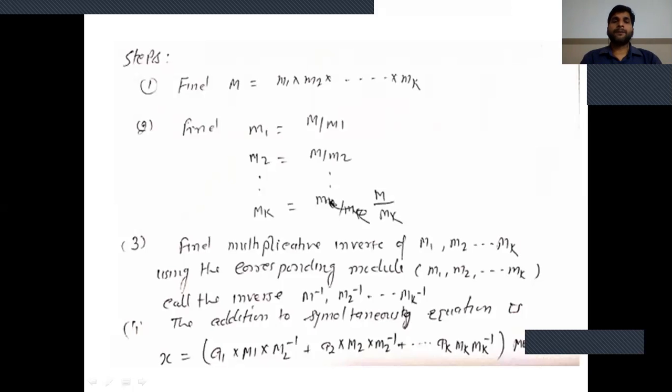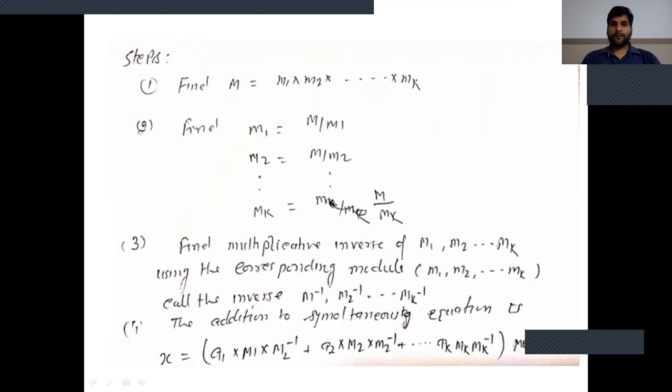So for solving with the help of the Chinese remainder theorem, we use these steps. First, we find the value of capital M by the multiplication of m1 into m2 and so on up to mk. In the second step, we find the value of M1 equal to M upon m1, M2 equal to M upon m2, and so on, Mk equal to M upon mk. In the third step, find the multiplicative inverse of M1, M2, Mk using the corresponding moduli m1, m2, mk.